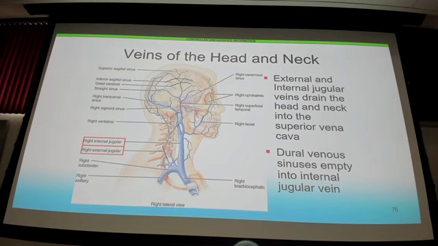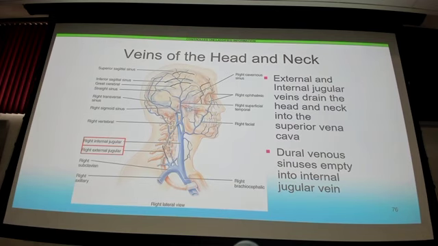Anybody remember what those are probably called? Yeah, the dural venous sinuses that we saw in neuro when we talked about blood flow up there. The dural venous sinuses drain into the external jugular. And when we look at, into the internal jugular. When you look at the rest of the face, it drains into the external.